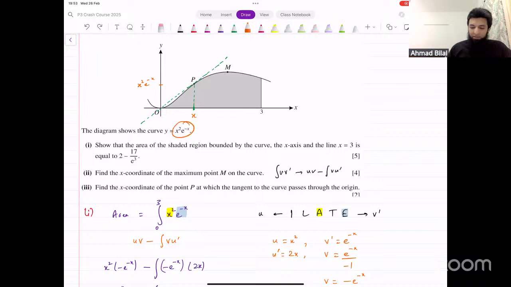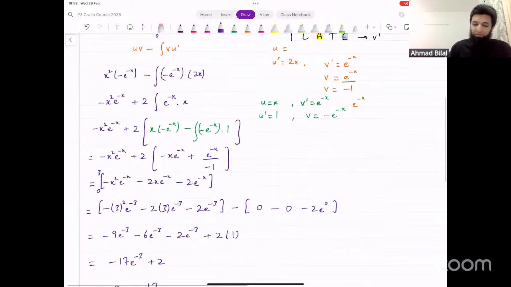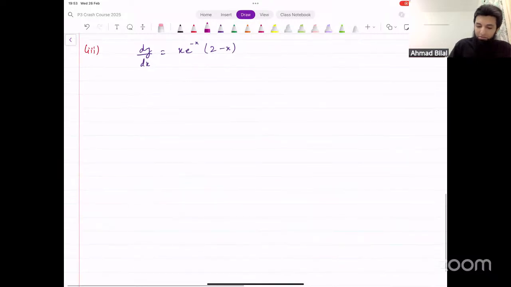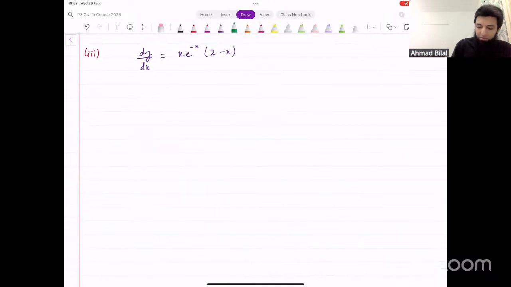Now, using this point P, can we write down the equation of the tangent in terms of x and e, of course? If the point P is x and x squared e power minus x, can we write down the equation of the tangent using that? Let's try that. So point P is such that, or maybe instead of that, we could use the origin and then use this there and then put this. Okay, it works both ways.